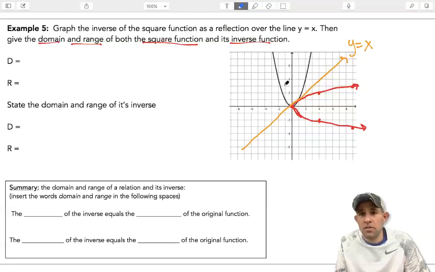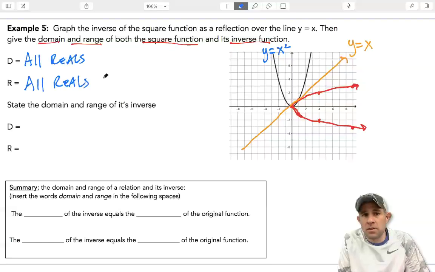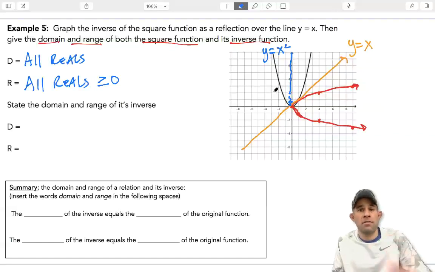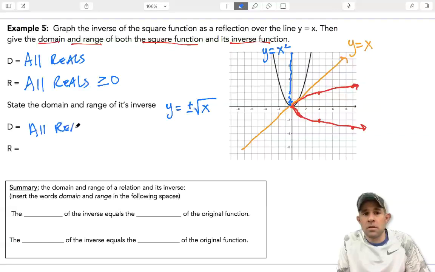our domain for our square function, here's the graph of y equals x squared, is going to be all reals, and our range is going to be all reals greater than or equal to 0, because it only exists up here in this top half of our coordinate plane. However, for its inverse, which will be the function y equals plus or minus the square root of x, our domain is going to switch and it's going to be all reals greater than or equal to 0. However, our range will be all reals.